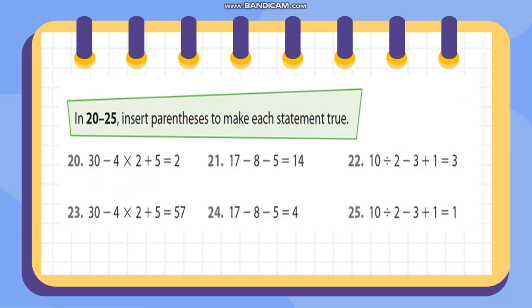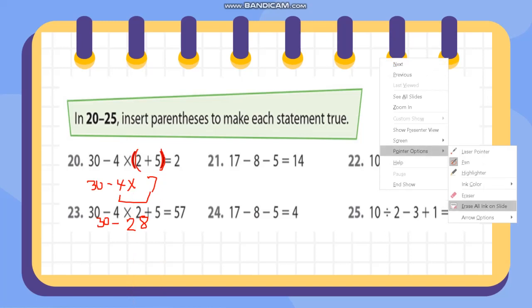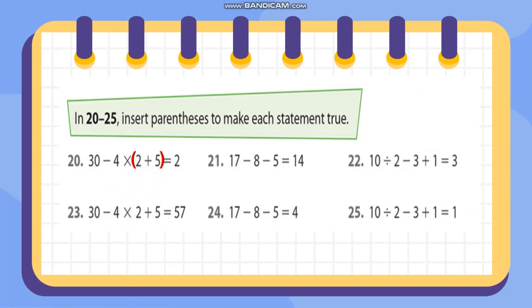Now, what if I put the parentheses here? I need to evaluate first 2 plus 5, which is equivalent to 7. Then I'm going to copy the remaining given. So I now have subtraction and multiplication, and based on the PEMDAS rule, I need to multiply first. So 7 multiplied by 4 is equivalent to 28. And 30 subtracted by 28 is equivalent to 2. That's why the correct answer, where you can put parentheses, is this one.